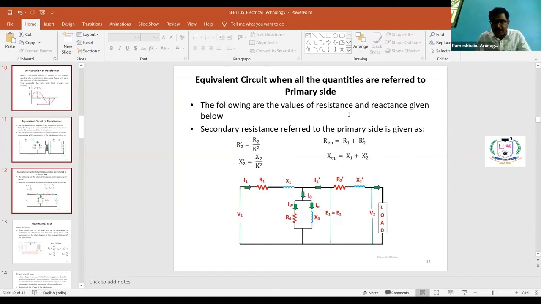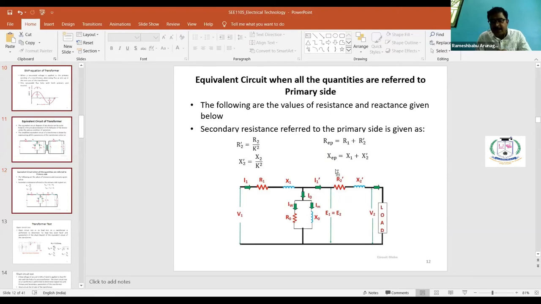This can be obtained from the EMF equation of the transformer. If you write E2 by E1, you will get N2 by N1, as the other terms cancel each other. So E2 by E1 is equal to N2 by N1 is equal to I1 by I2 is equal to the transformation ratio. With the help of the transformation ratio, I can transfer the secondary parameters R2, X2 and V2 from the secondary side to the primary side.